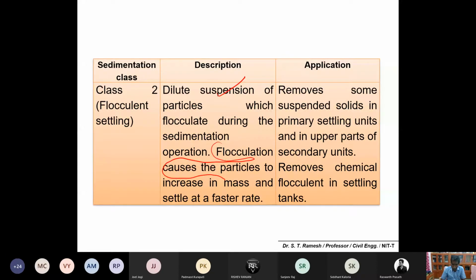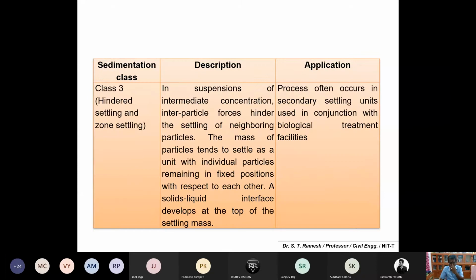And type 3 and type 4 may not happen in water treatment plants, where the solids concentration is very, very low, for example in sedimentation, or in the water from a source. So this is type 3. It is about zone settling.